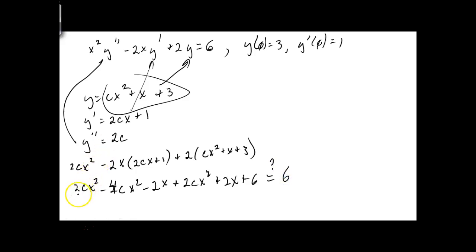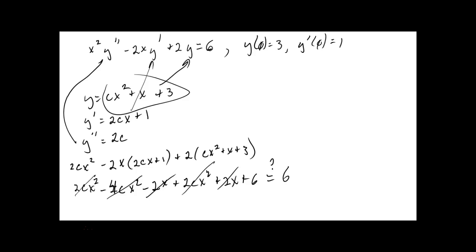Well, here's a 2cx squared, another 2cx squared, that makes 4 of them. There's a minus 4cx squared. There's a minus 2x and a plus 2x. Sure enough, that's equal to 6. 6 is equal to 6. That part works. Now plug in the initial values. When we plug in x equals 0, those terms go to 0, and you have y equal to 3. And when you plug in x equals 0 here, y prime is equal to 1. Perfect! It works perfectly.